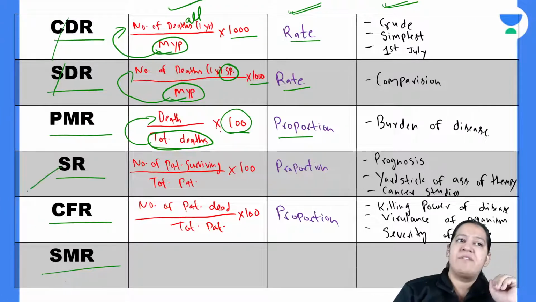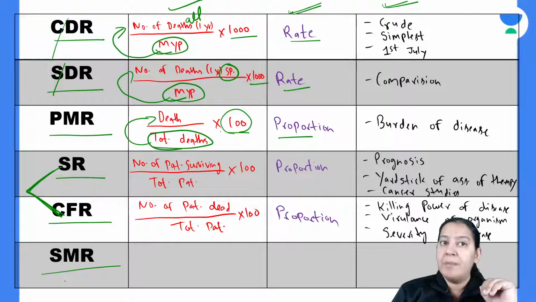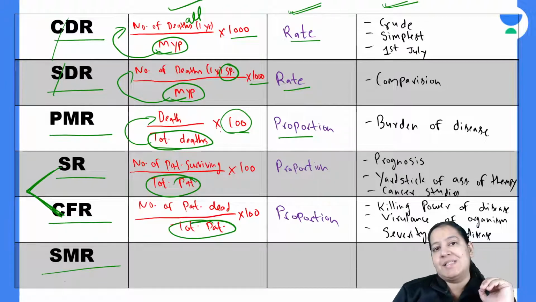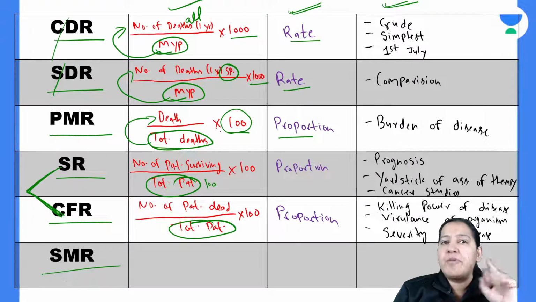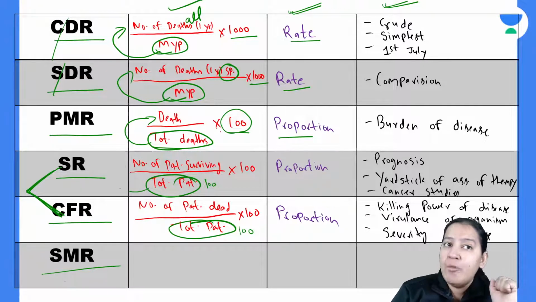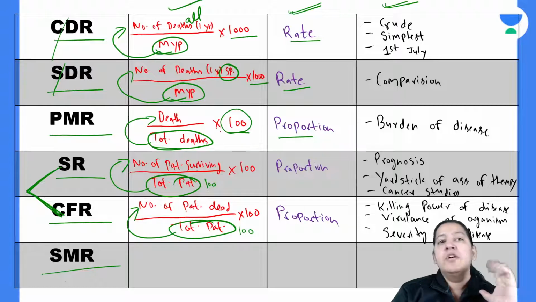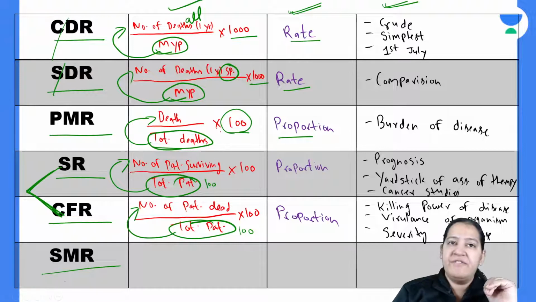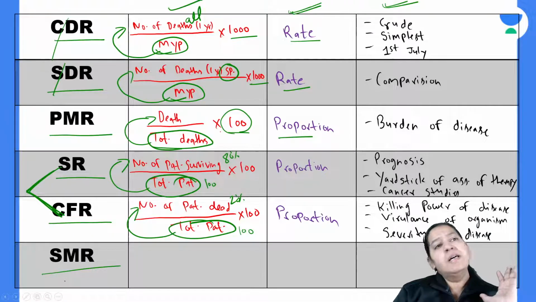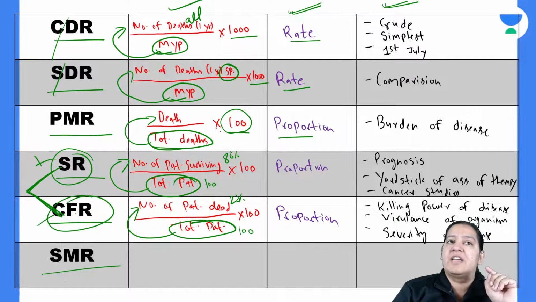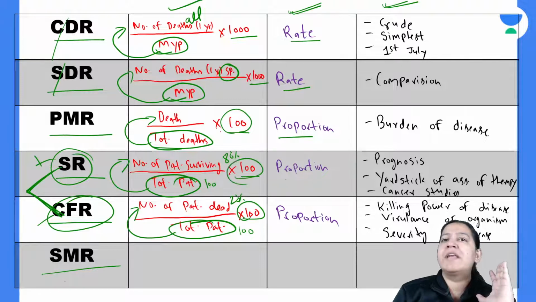The next two we have seen together, survival rate and case fatality rate. In both of them, the denominator is total patients, total cases. Suppose I have 100 patients of brain cancer. Out of the 100 patients, how many are surviving after 5 years is the survival rate, and how many are dying is the case fatality rate. So both are reciprocal of each other. If 80% are surviving, obviously 20% are dying after 5 years. So one is a positive indicator and the other is a negative indicator. In both, the denominator is total patients, and because the multiplier is 100, both are proportions.